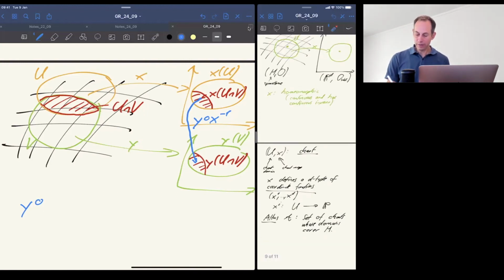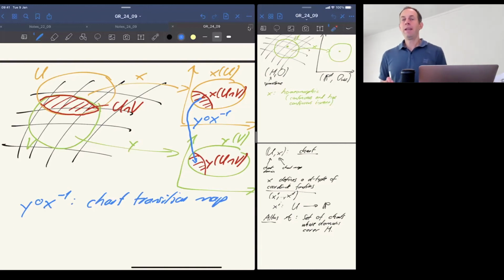So this combined map is called a chart transition map. And now, at the end of the course, let me briefly come back to physics. A chart transition map will correspond to the change of coordinate systems. So how should you think of this?